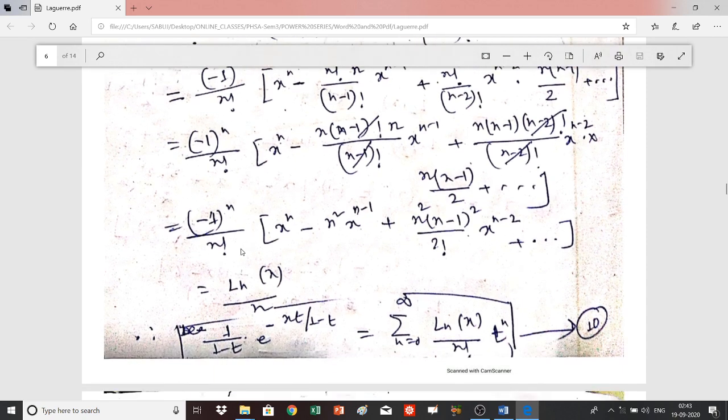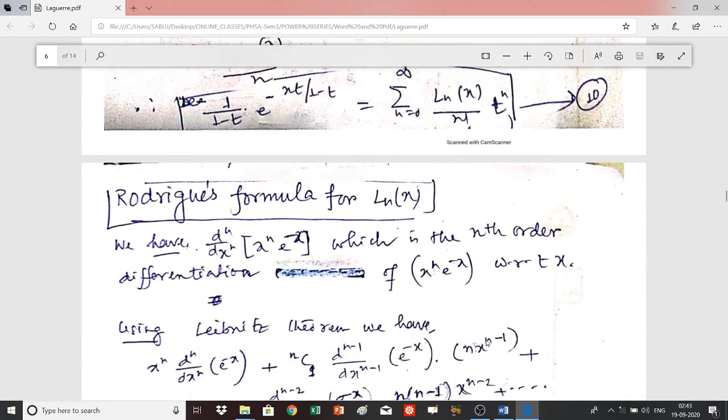So this is nothing but the Laguerre polynomials Ln(x). So Ln(x) is computed or derived from the function e to the power minus xt by (1 minus t) over (1 minus t). So it is the generating function of Ln(x). If you take all the terms, then it will be the sum n equal to 0 to infinity of Ln(x) by n factorial, t to the power n. It is equation number 10.